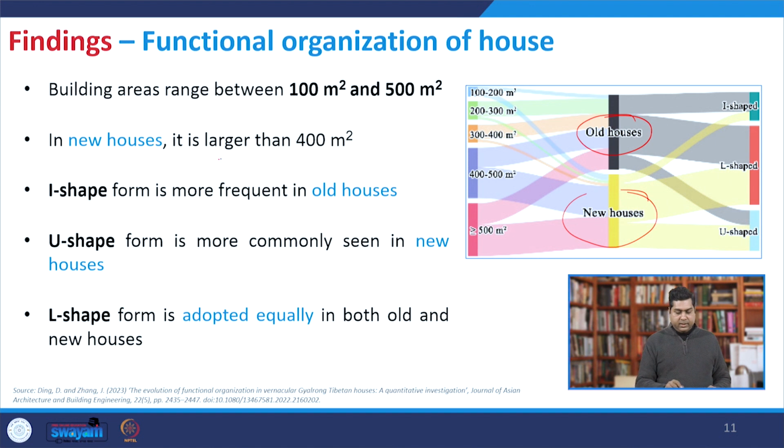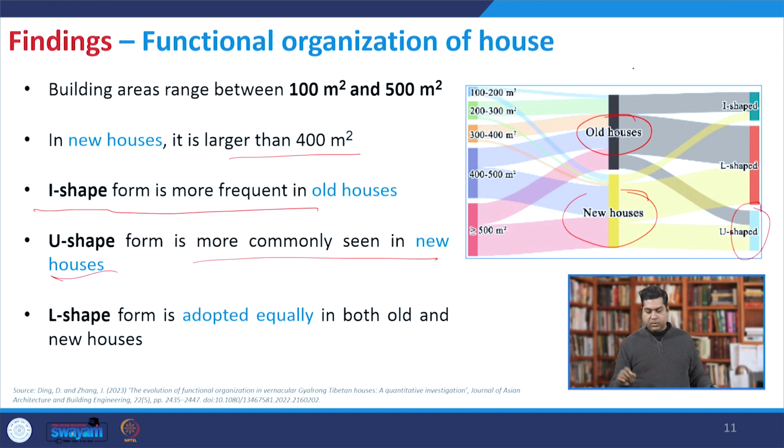In new houses, it is larger than 400 square meters, and if we try to understand the shape, the authors have identified three basic shapes. I-shaped building form was more frequent in old houses, which were built before the 21st century. U-shaped form is more commonly seen in the new houses, as you can see. This is also a Sankey diagram, which represents the overall overlap of the sample and the frequency. L-shaped form is adopted equally in both cases. There you can see the number of buildings where this has been used.